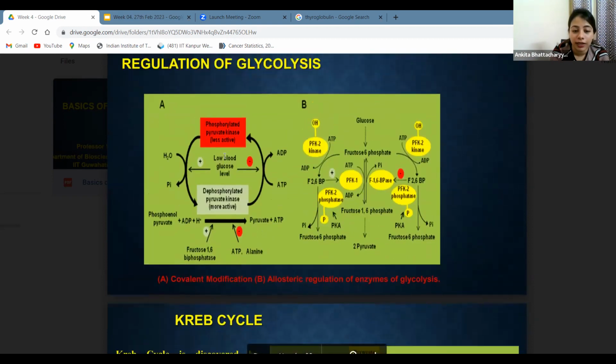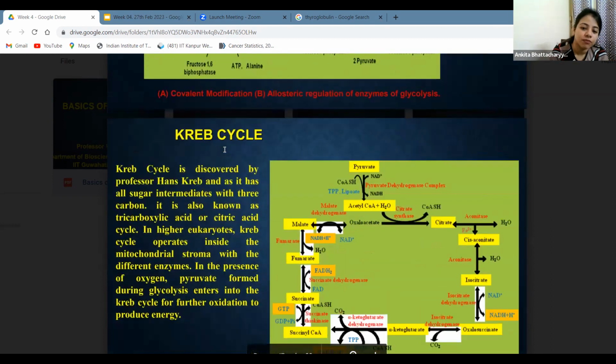And there are other controls as well, which sir has also discussed in detail, about the covalent modification of pyruvate kinase, where the dephosphorylated form is more active, and upon phosphorylation it's less active. And also there is allosteric regulation, which means that if you consider this as the enzyme, there is some shift in its 3D structure or its shape, as a result of which there is this variation. So that's what we see here.